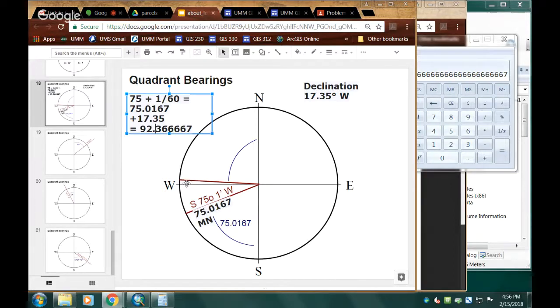So this little tiny angle here is 2.367 degrees, right? That little bitty slice. So if this little slice is 2.367 degrees, what is this big slice? It's going to be less than 90 degrees. So the whole quarter would be 90 degrees.